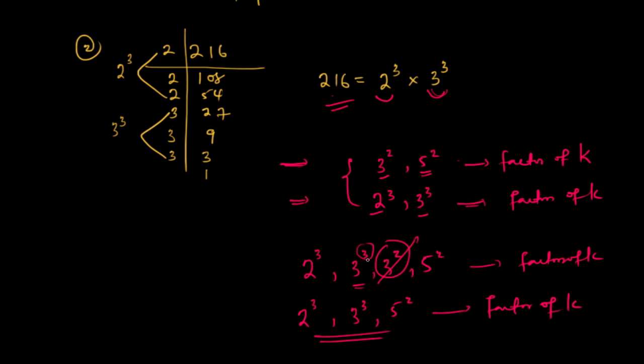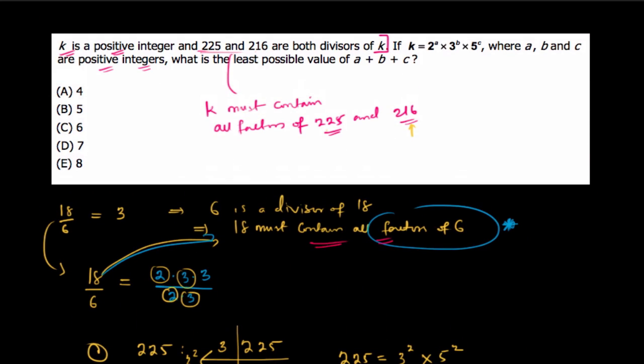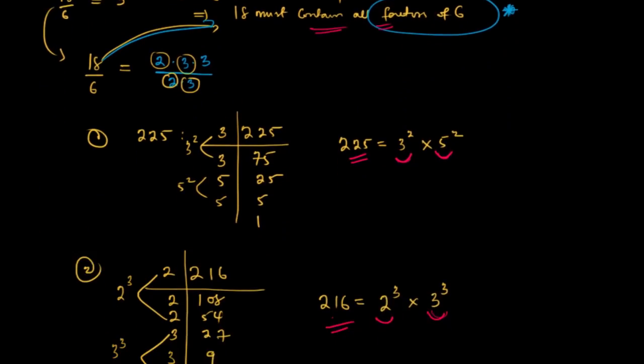And the reason why we chose the highest one is because when we come here, we're told that 225 and 216 are both divisors of k. So k must be equal to what? We have to choose the one that has the highest exponent. You understand? Because we do not have any other 3 around or something like that. Alright, now we understand that.